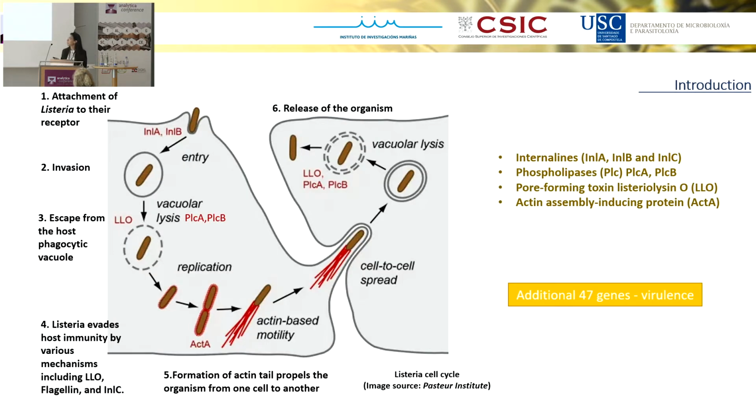In this slide, we can see how Listeria colonizes the gut barrier epithelium with the attachment of the Listeria to the receptors by internalin A and B, then with the invasion, and with escape from the host phagocytic vacuole by the pore-forming toxin Listeriolysin O and the phospholipase A and B. Then Listeria evades host immunity by different mechanisms, including again the toxin Listeriolysin O and flagellin and internalin C. The formation of the actin tail is provided by the actin assembly-inducing protein that allows the cell-to-cell spread, and then in a new cell, again, Listeria can escape from the host phagocytic vacuole with the final release of the organism.